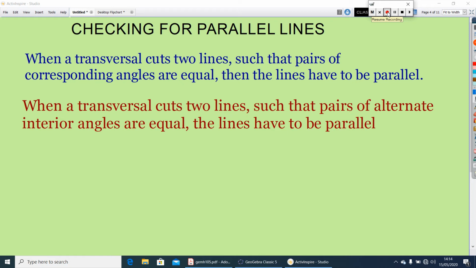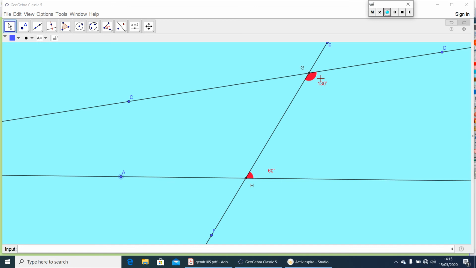Now let us take the third one. Here a pair of interior angles on the same side of the transversal is given. One angle is 130 degrees, the other is 60. Now add them. What will you get? 130 plus 60 is 190. So you can say these two lines are not parallel. Now let me change one of the portions of one of the lines.